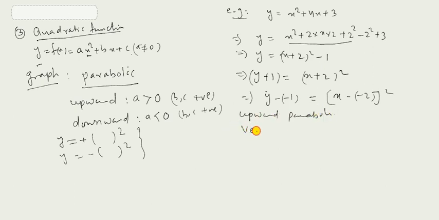Then the vertex of that parabola is whatever is subtracted from x, that is minus 2, and whatever is subtracted from y, that is minus 1. So it is an upward parabola having vertex at minus 2 and minus 1. So let me plot it. Plotting like this.